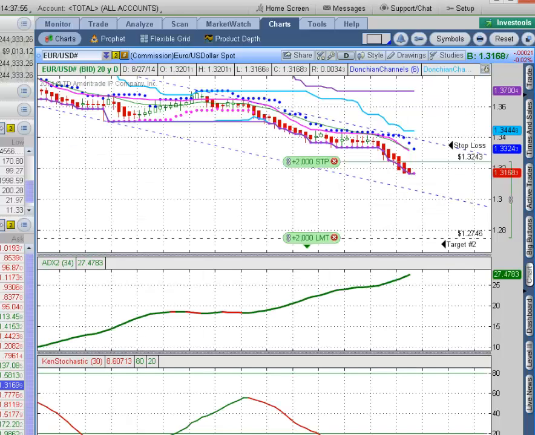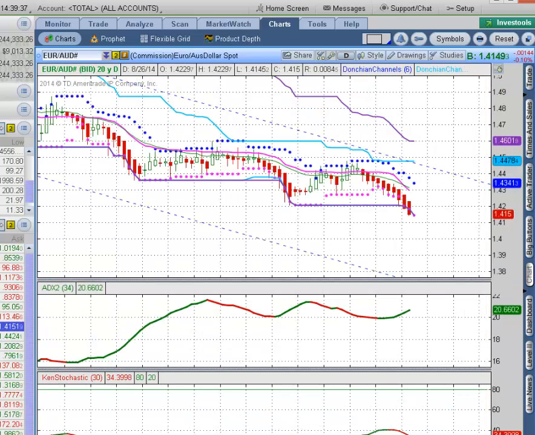Let's look at some price charts. The first one we'll look at is our open order on the Euro US Dollar. We're short 2 micros. Target number 2 is 1.2746 and our stop loss is at 1.3243. Let's now look at the price charts for our 5 qualified pairs.